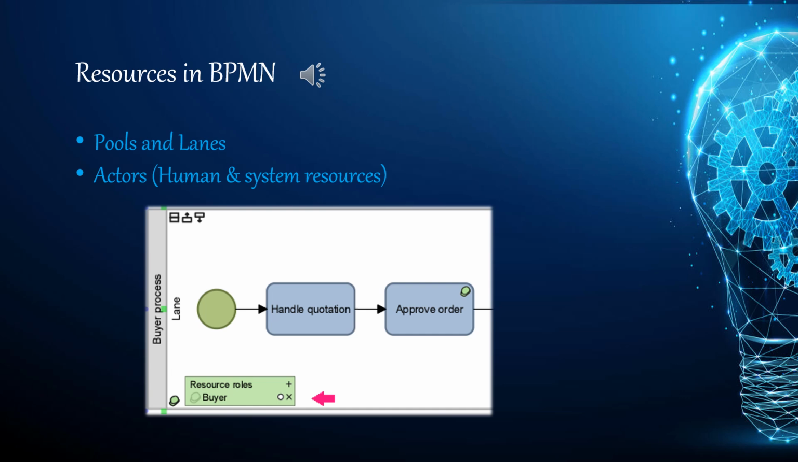Pools. They represent independent entities or participants in a process, for example a company, a department, or an external organization. Pools define process boundaries. Lanes. Subdivisions within a pool that categorize tasks based on roles, responsibilities, or departments, for example sales, finance, or customer support. Lanes have assigned activities to specific actors.